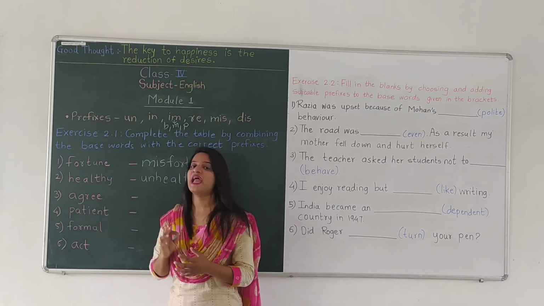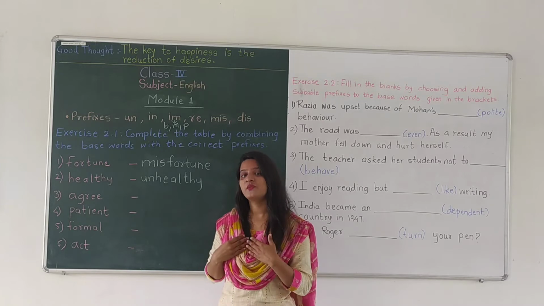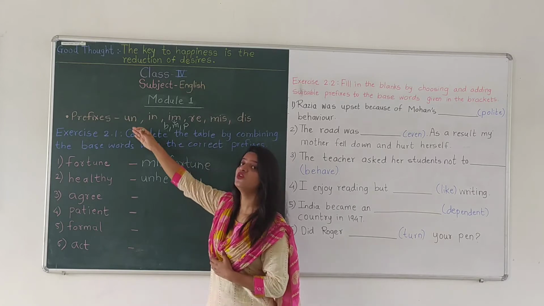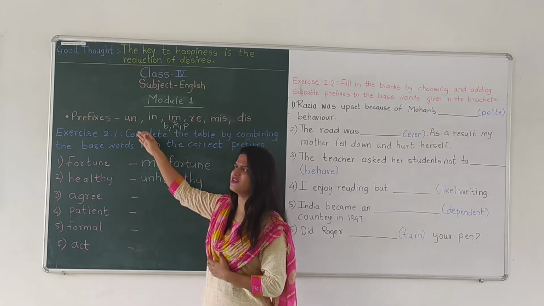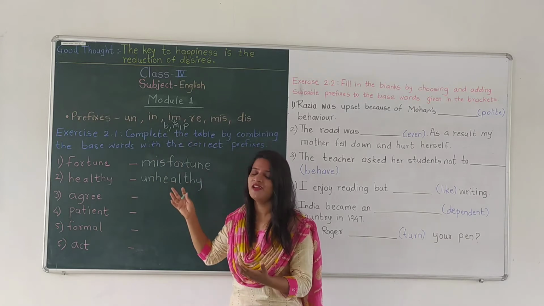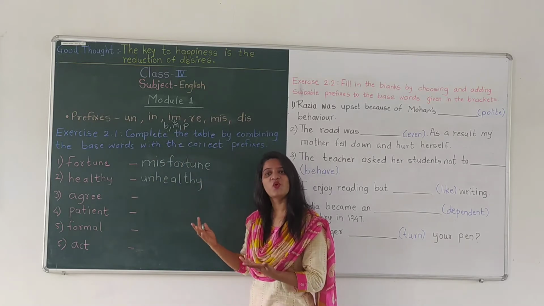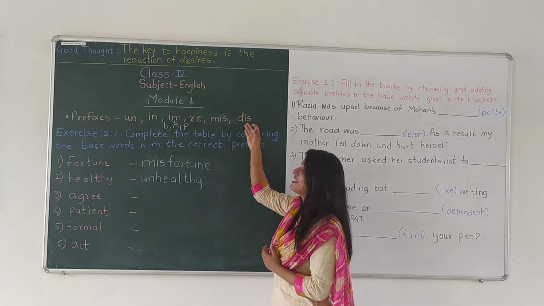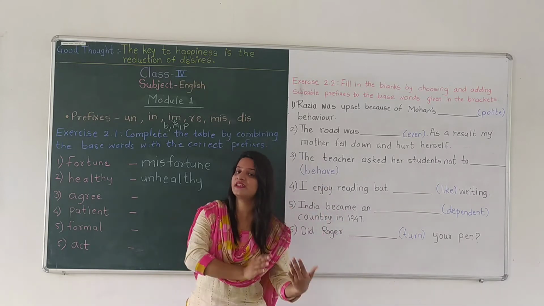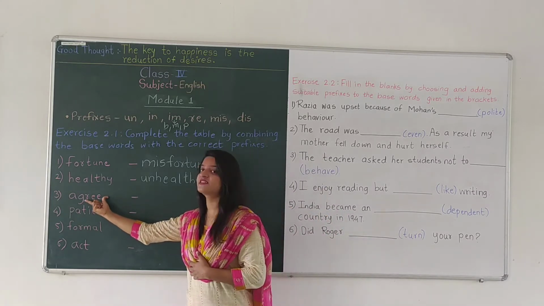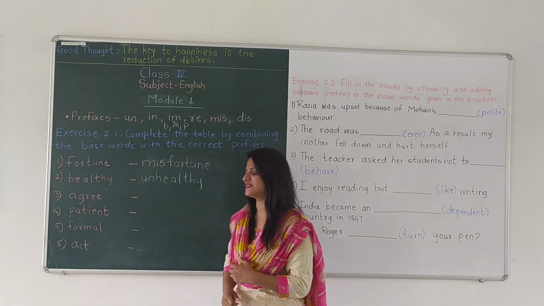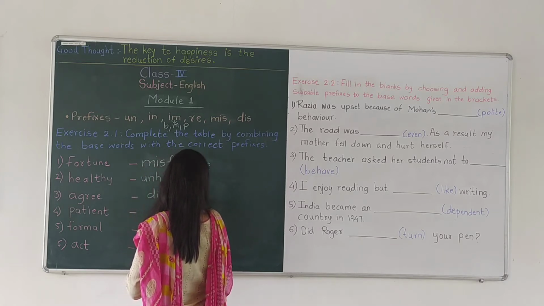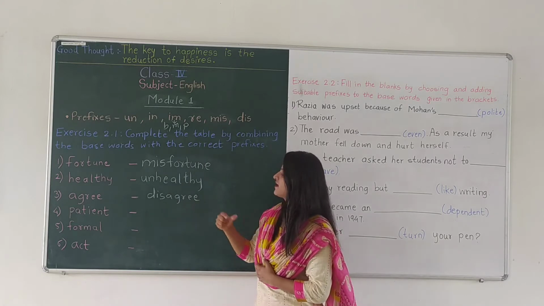Now, next word is agree. Agree means we are accepting something. Now, which prefix can we add? Re-agree? No. Misagree? No. We can say disagree. Agree and disagree. So what is the prefix that will add to agree? It is dis. So let us write disagree. So I have written disagree over here.